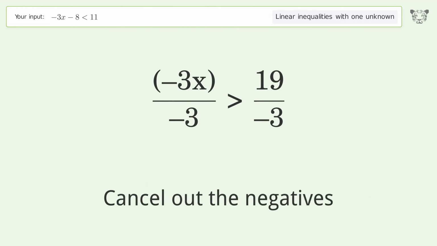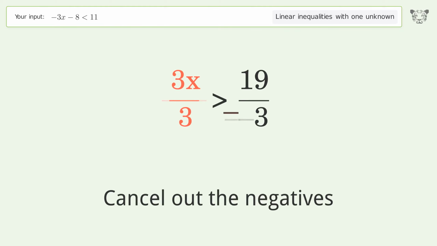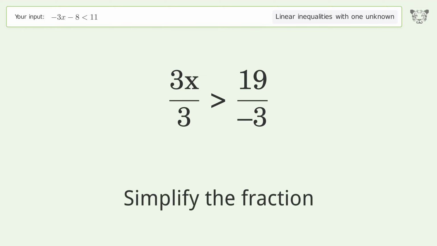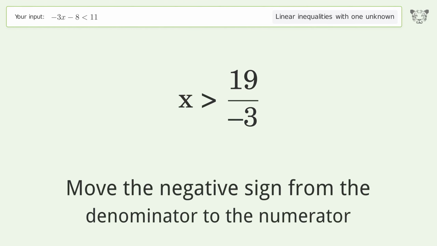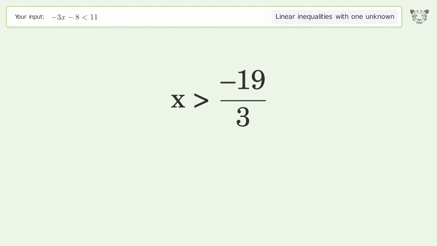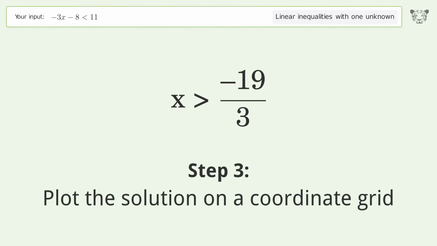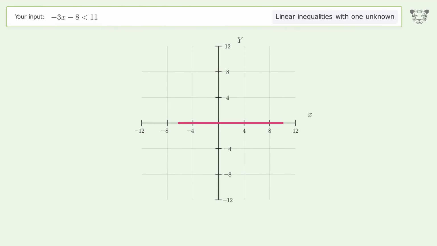Cancel out the negatives. Simplify the fraction. Move the negative sign from the denominator to the numerator. Plot the solution on a coordinate grid. And so the final result is x greater than -19/3 greater than -61/3.